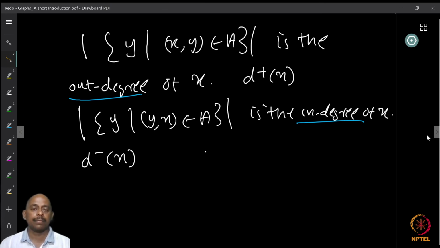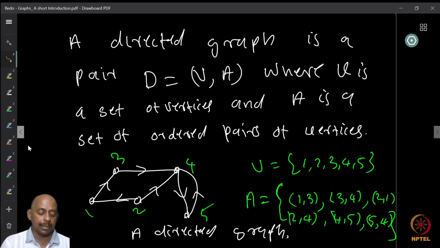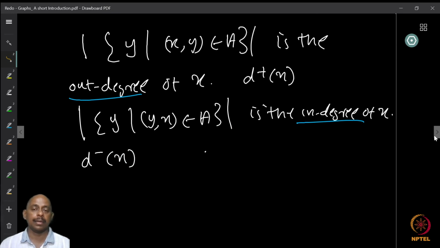Now, in a directed graph, the degree can be defined by counting separately the edges which are going out and which are coming in. The number of edges coming in is the in-degree, and the number of edges going out is the out-degree. The out-degree of x is the set of all y such that (x, y) is an arc. Similarly, the set of all y such that (y, x) is an arc gives the in-degree of x. These are usually denoted by d minus for the in-degree and d plus for the out-degree.